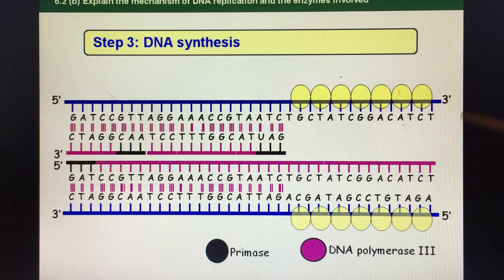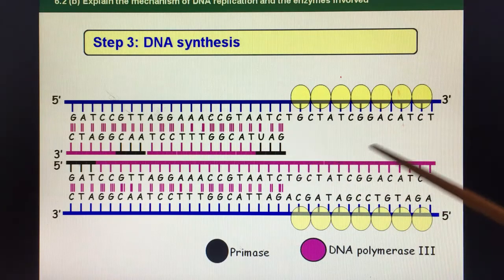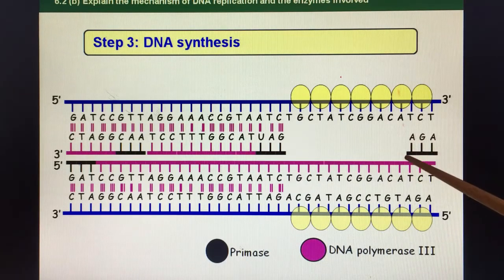But at this region here, you still need the primase to synthesize the RNA primer, since you have no free 3' end over here. So you still need the primase to catalyze the synthesis of RNA primer from this 5' end towards the 3' region. So primase will add the complementary RNA nucleotides, and after you have produced a 3' end over here, then the DNA polymerase can keep on adding the DNA nucleotides.